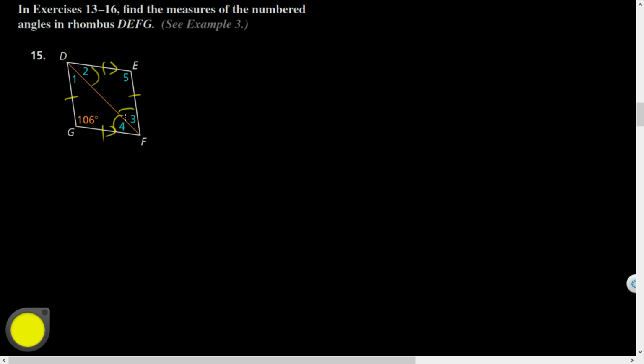Why are 4 and 3 congruent? We had a property yesterday that said what? The diagonal of a rhombus, what's it do?